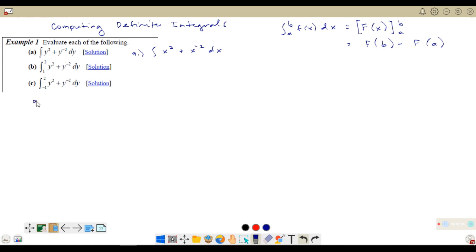So, start muna tayo sa letter A. So, for letter A, we have the integral of y squared plus y raised to the negative 2 dy. Ay, teka. Pakita ko pala muna yung graph niya. If you have a graphing calculator, good. Hindi kayo masyadong mahihirapan. So, the graph of this one is ganito.